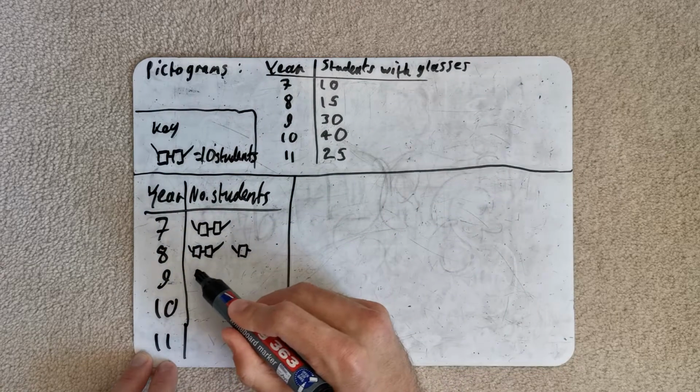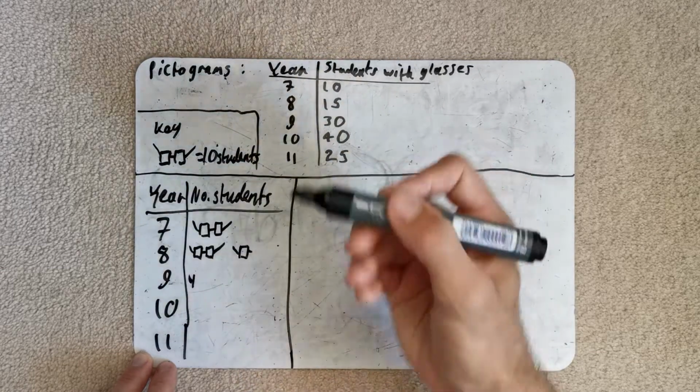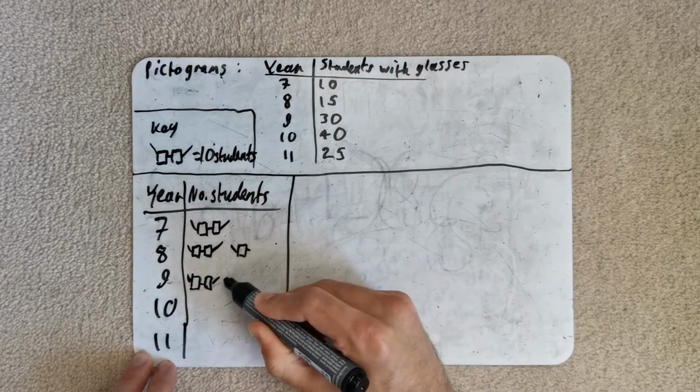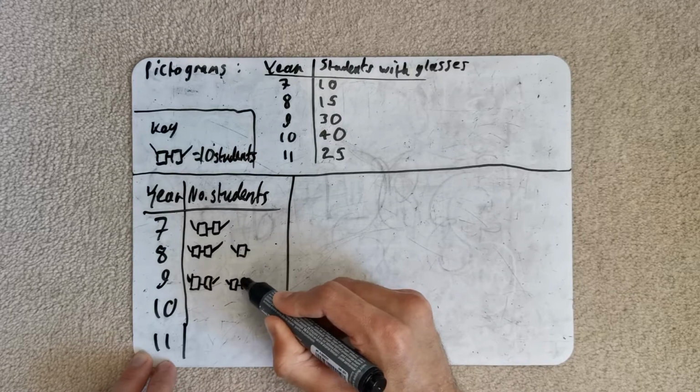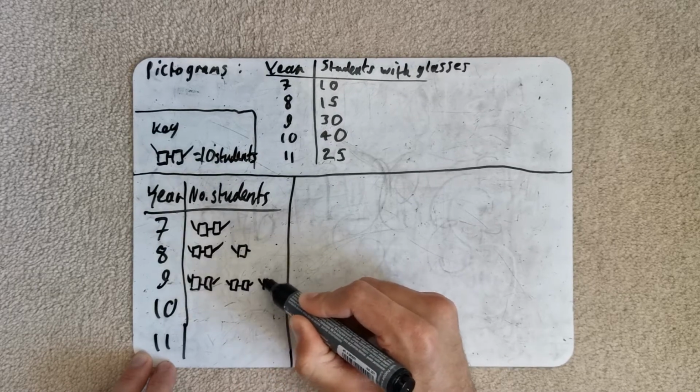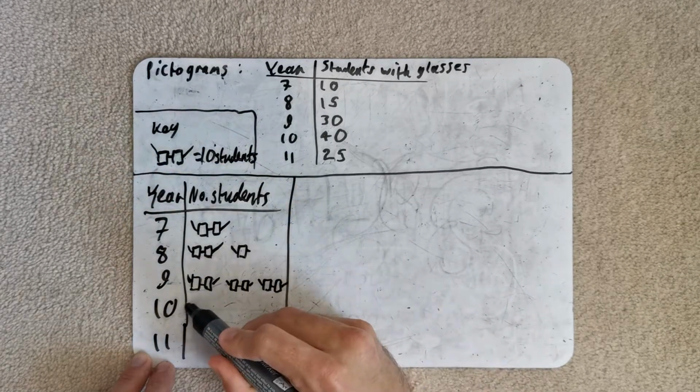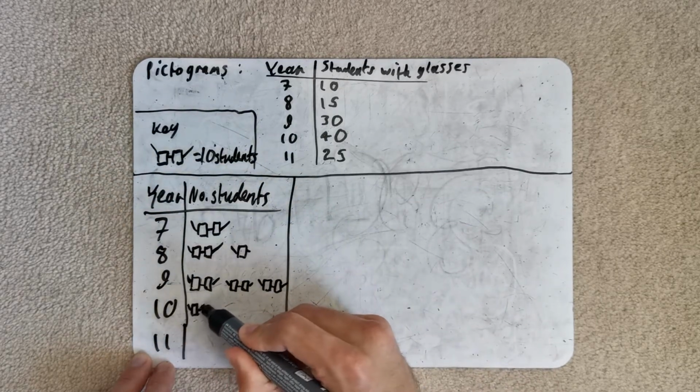Okay. Next up, we're going to have 30 students. So how many lots of 10? We're going to have 3 lots of 10. Okay. Takes a little bit of time to draw these, but there we go. There we go, 40 students. Wow, I am going to struggle to fit these in.